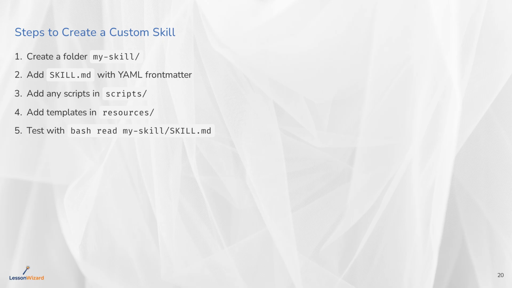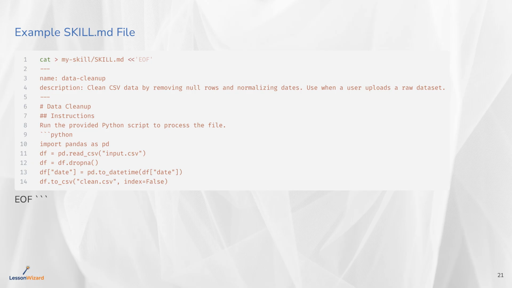Building a skill is straightforward. Start with a directory, define metadata, flesh out instructions, and optionally include scripts or resources. A quick bash read verifies that Claude can locate the file. This example shows a full SKILL.md with metadata, a brief description, and an embedded Python snippet. Claude will read the file, then execute the script via bash when needed, returning the clean CSV path.